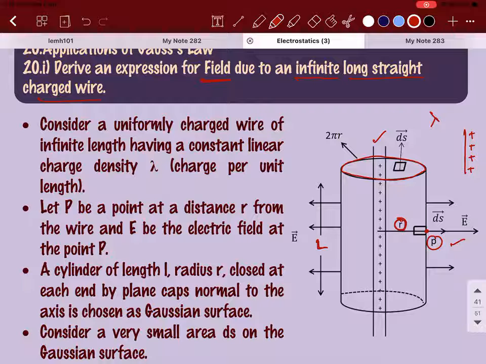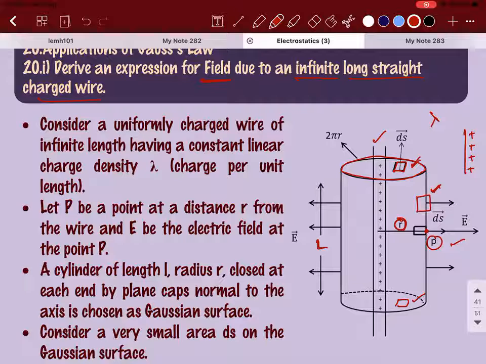What is the next step? On the Gaussian surface, consider a small element dA. One element will be on the curved surface. There will be other two elements which are present on the flat surfaces. Some books use ds. I use dA. That is the only difference. So ds or dA represents the surface area of that small portion. So this is 1 and this is 2 and this is 3.